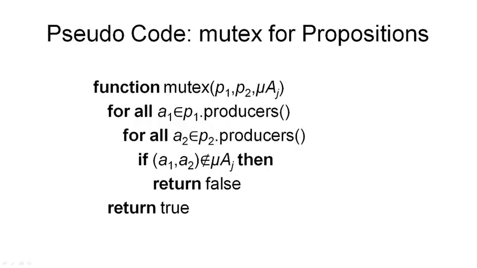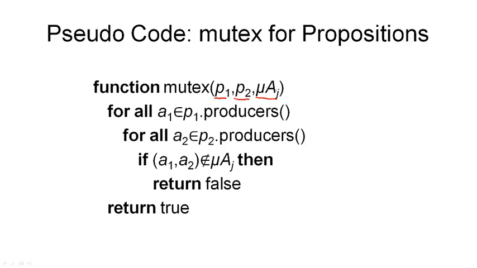And for those of you who prefer algorithms to formal definitions, here is the pseudocode that defines mutex for propositions. Here we define the function mutex that takes three arguments. The first two are the two propositions in a proposition layer that we're trying to test for mutual exclusivity. And the third component is something we haven't seen, but as before, this is something we will see shortly. This is simply the set of all mutex actions in action layer Aj.